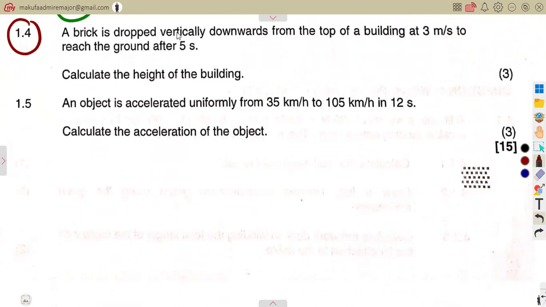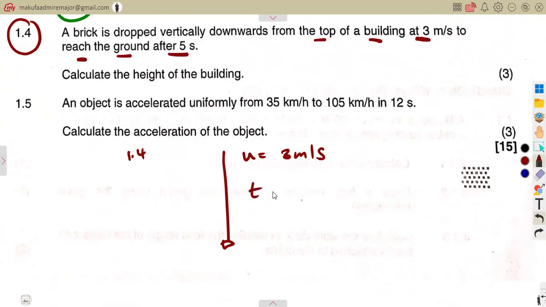1.4, we are given a brick is dropped vertically downwards, all right? From the top of the building at an initial velocity of 3 meters per second, to reach the ground after 5 seconds. The time frame to reach the ground is 5 seconds. As we know, as we are going down, there is a gravitational acceleration to be considered, g, 9.8 meters per square second. So calculate the height of the building.